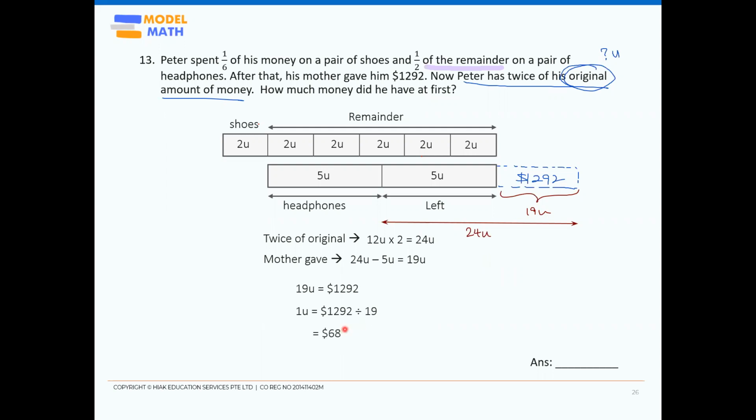Once you get 1 unit's value, always read back the final question again. How much money did he have at first? Remember, at first is your 12 units here. So you just need to find 12 units.